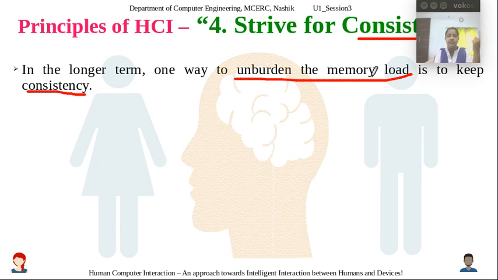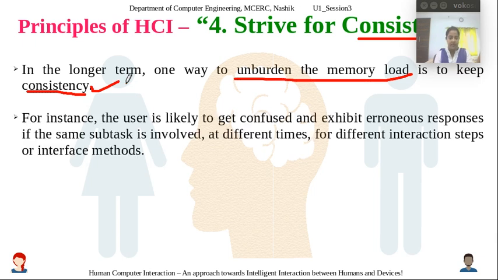Okay, but how can we do that? How can we keep the memory load as minimum as possible? By giving consistent performance, or by giving a consistent user interface to your user. Consistent performance means consistently good performance. That is what consistency means related to HCI. Yes, again, if there is no consistency in your application or in your system, then I can say that the user is likely to get confused and may exhibit erroneous responses, yes or not?